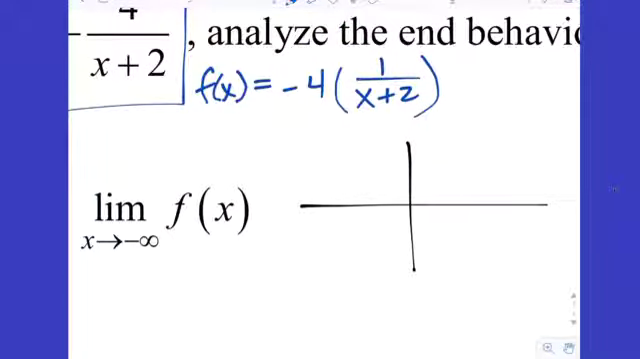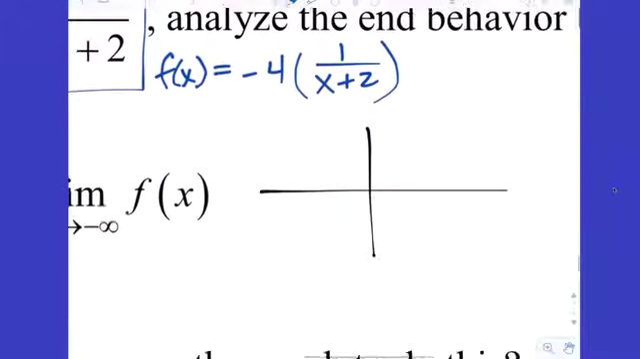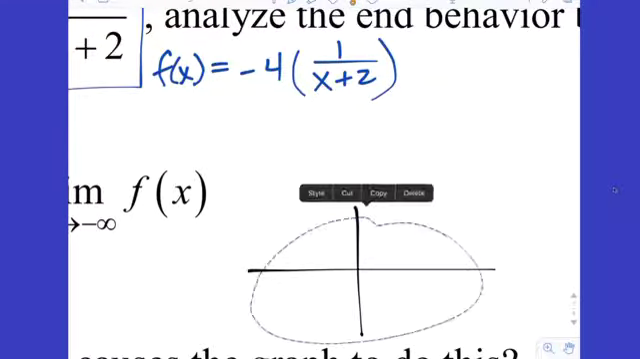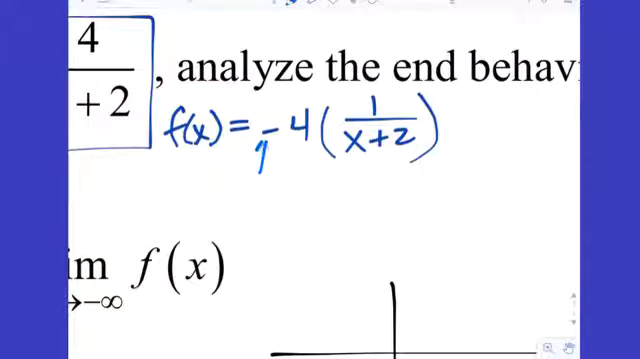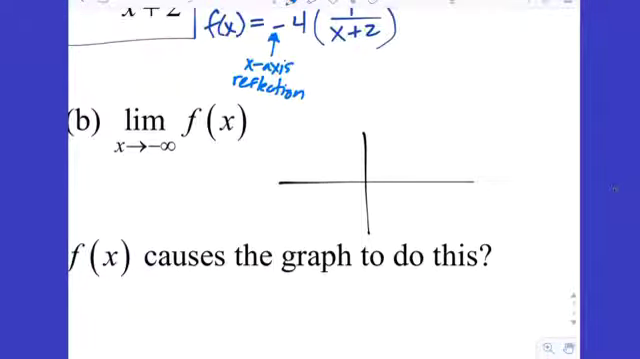What does the negative do to any graph when it's multiplied in the front of the function? Like x squared versus negative x squared. Flips it across the x-axis. Let's go ahead and write that here. The negative is going to be an x-axis reflection. Some of y'all haven't had transformations in quite a while. All right? So that's going to take the graph of 1 over x and flip it across the x-axis. So now it's going to live over here in quadrants 2 and 4 instead of 1 and 3. So keep that in mind.